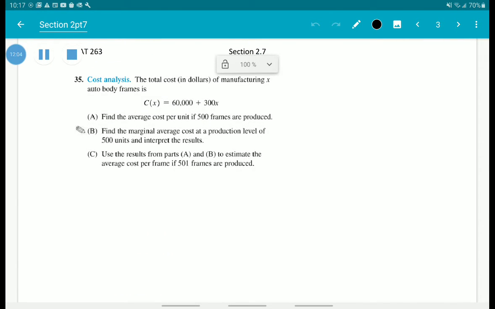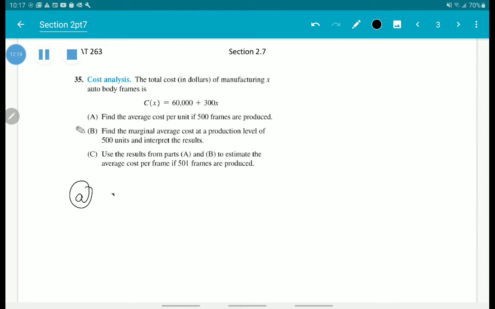So let's look at another one. We're going to do another cost analysis here. They're giving us a cost equation. This one just happens to be linear instead of quadratic. A is asking us to find the average cost per item if we sell 500 frames.